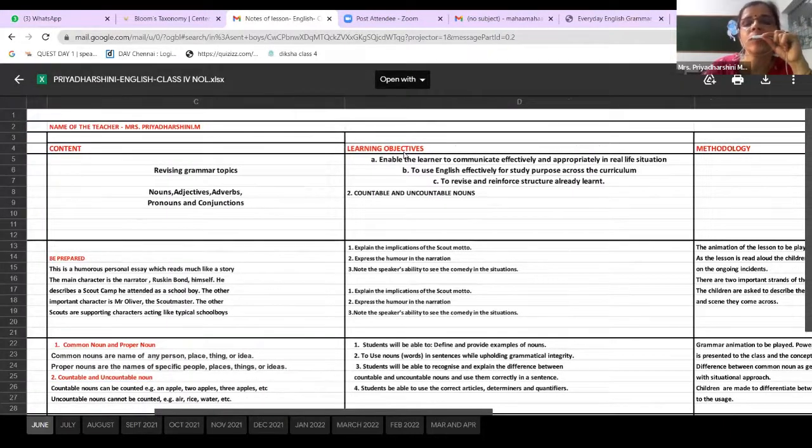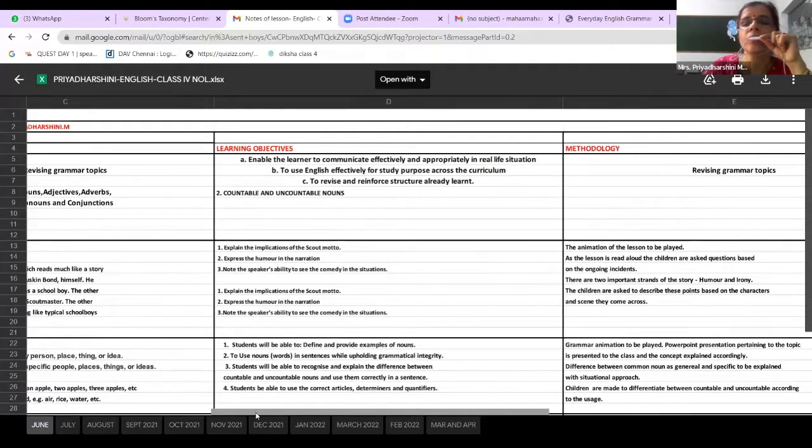Then the learning objectives, what the child will learn from this. Explain the implications of the scout motto and express the humor in the narration. That we have to tell them. We have to identify that, and we have to tell them how to identify the humor part in the lesson. Then note the speaker's ability to see the comedy in the situations. Again, it has been repeated twice, sorry.